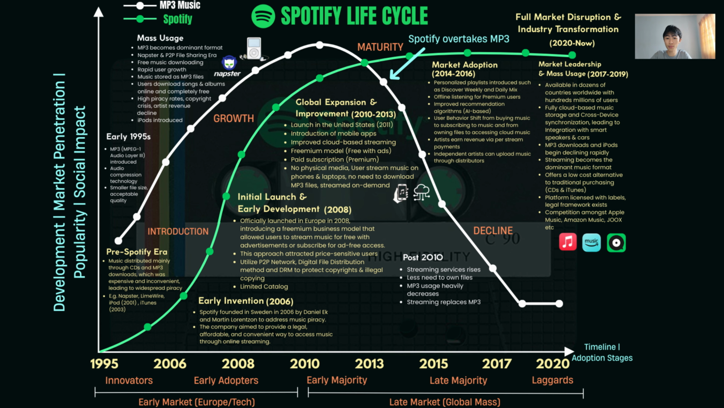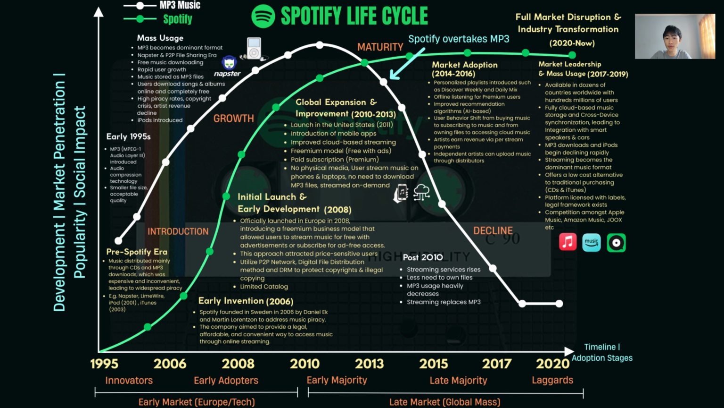For the technology, they utilized P2P, short for peer-to-peer network technology, digital file distribution, and DRM, digital rights management, to protect copyrights. During this growth stage, Spotify expanded to the US in 2010, launched its mobile apps, and improved cloud-based streaming. Instead of downloading MP3 files, users could now listen to music online anytime, anywhere, without any physical media, which was a huge shift in user behavior.